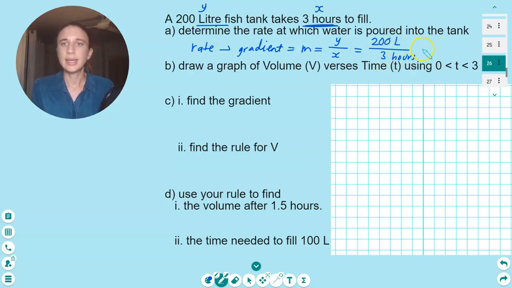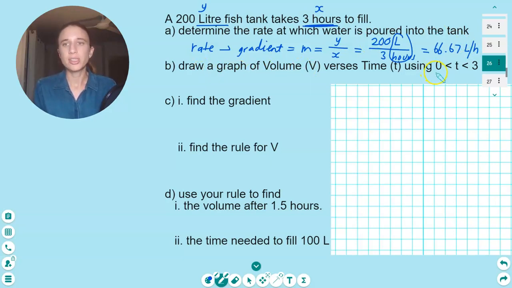All right, now I just chuck in my calculator, 200 divided by 3, 66.67. And liters divided by hours. So we can rewrite that as liters per hour. You want to include your units of the rate. All right, we'll do a couple of these, so don't stress too much.